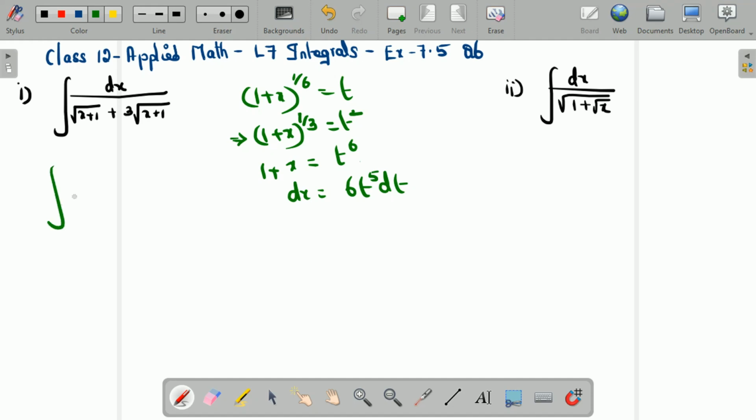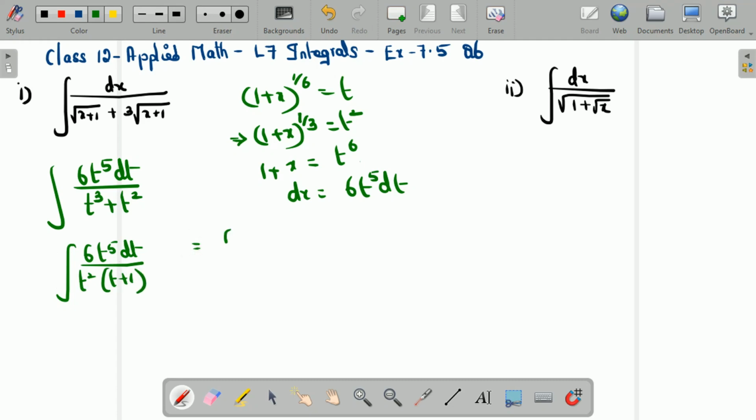Integration will become integral of 6t power 5 dt divided by, now root of this is going to become t cube plus this will become t squared. So you can take t squared outside. So it is integral of 6t power 5 dt divided by t squared into t plus 1. So if you divide, you can also take the 6 outside. So it is 6 into integral of t cube divided by t plus 1. Now the 6 is already there.